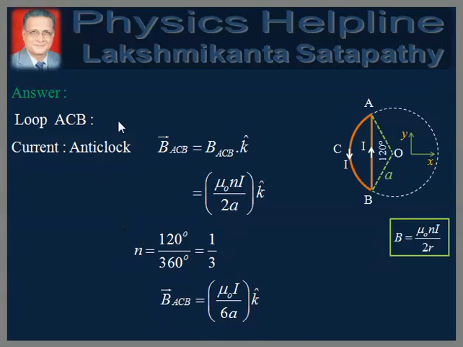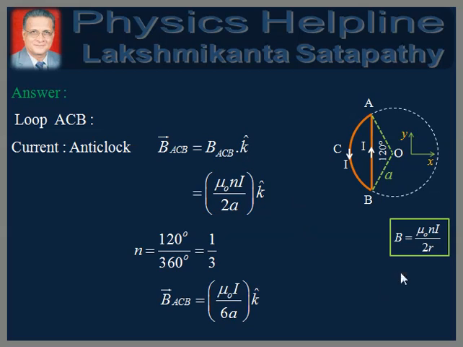Now, for the answer, we'll first find the magnetic field produced by the circular part ACB of the loop. This is the circular part ACB of the loop. Now we observe that current is anticlockwise in this part. Therefore, the magnetic field produced by ACB at O will be perpendicular to the plane of the figure and out of it, which is the positive direction of z-axis. Therefore, we write B_ACB vector is equal to B_ACB magnitude into k cap.